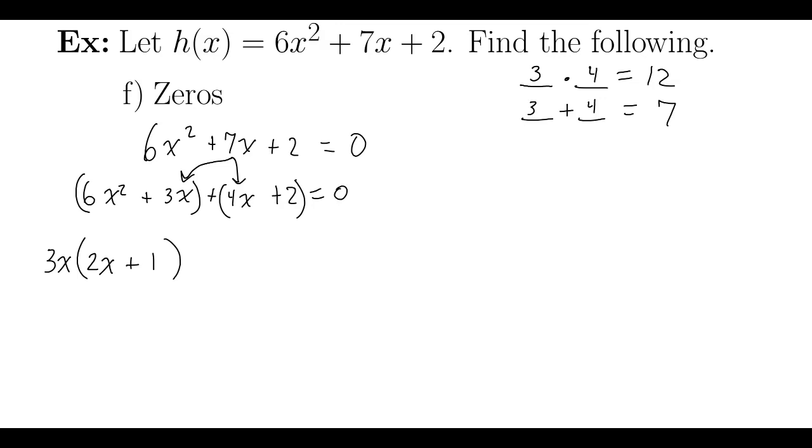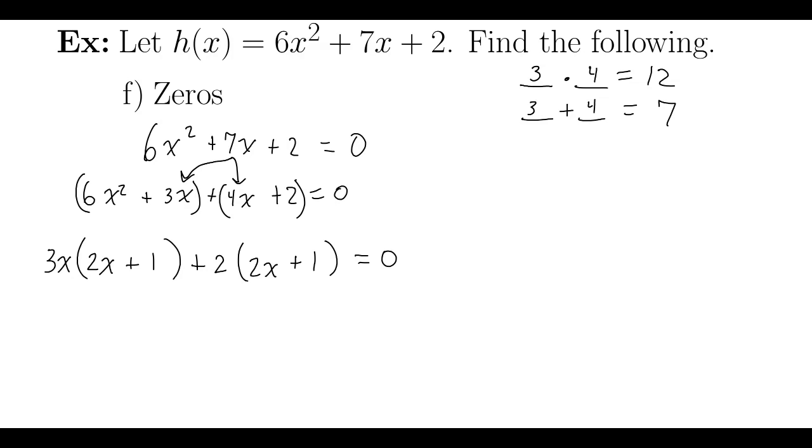Now in the second set of parentheses, I have 4x plus 2. 4x and 2 are both divisible by 2. So I will factor out a positive 2. Two times what would give me 4x? That's 2x. 2 times what would give me a positive 2? Positive 1. Now my parentheses match each other, which means that they themselves are a common factor.